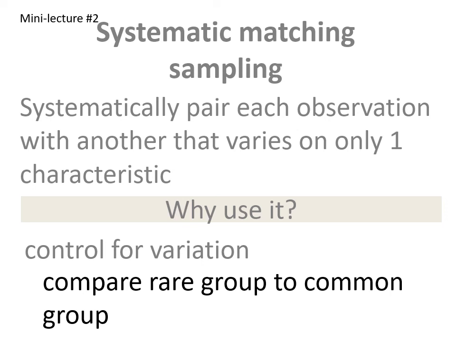It can also be a way to compare the experiences of members of a rare group to a more common group. So if you're interested in job discrimination based on race, you might interview people who have similar credentials, went to the same school, have the same major, and then the only thing that's different is that one's from a visible minority group and the other one isn't.